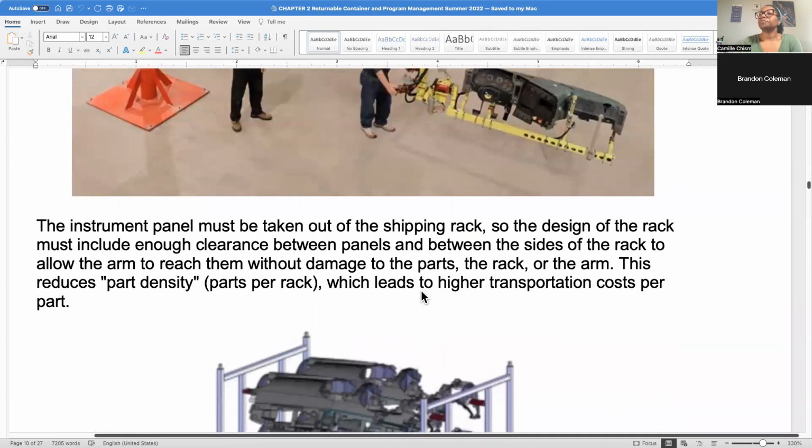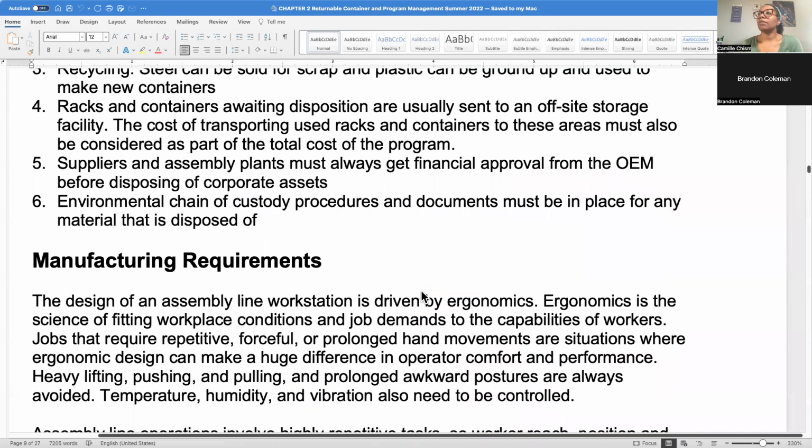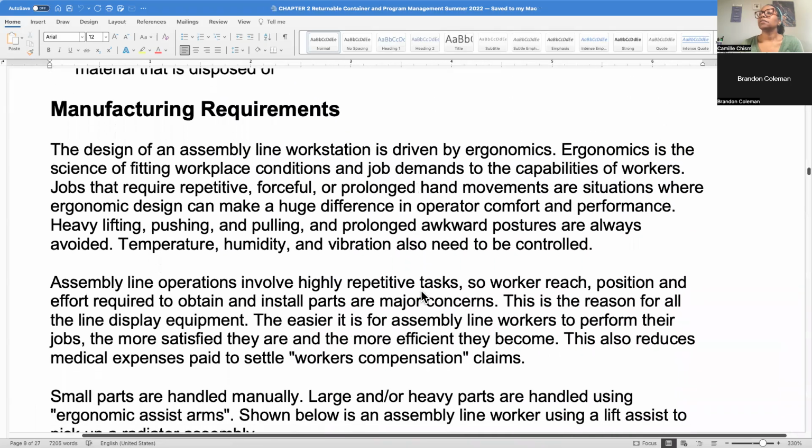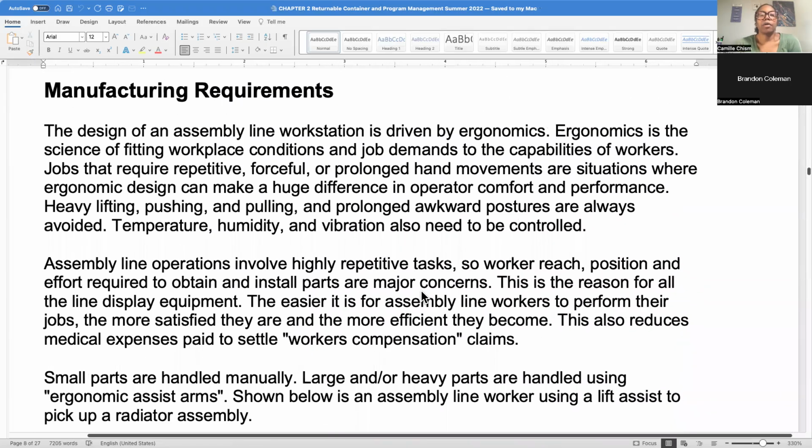Okay, so again, tomorrow I will start here on manufacturing requirements. I know the homework was turned in. I'm going through and checking it, and I will continue to check it and have it by the end of the week. If you have any questions, let me know as you go through this.